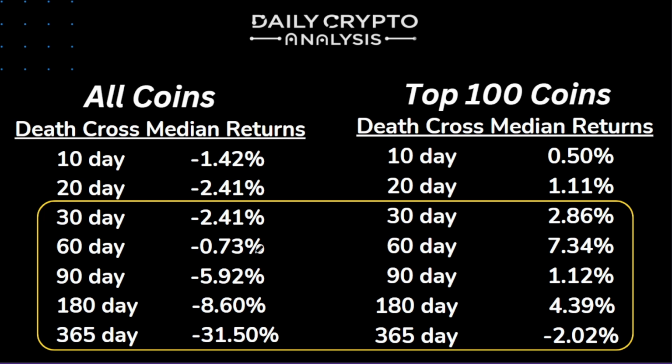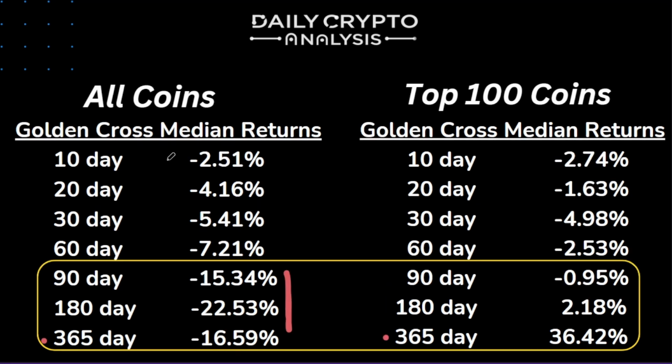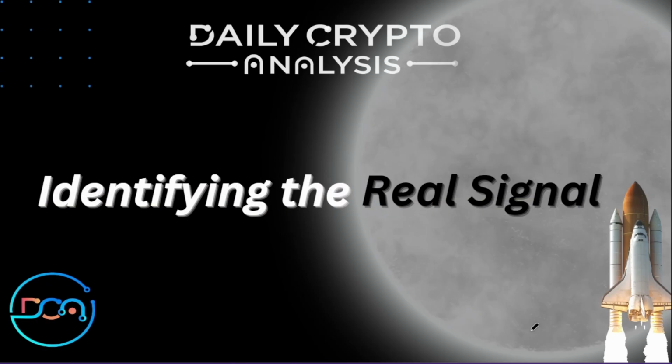But when you get out to the smaller coins, it's the same thing. When you start to get out to 365 days, just like after a golden cross, the results are pretty abysmal. So how can we actually gain any value from this signal, the golden cross and the death cross? And this is a very interesting result.